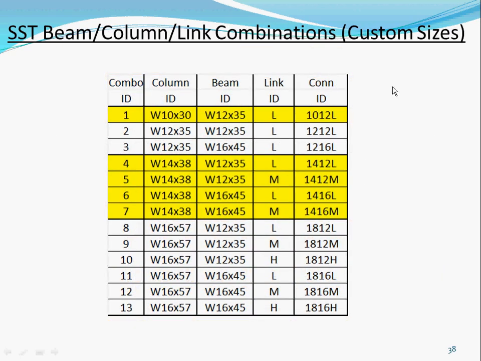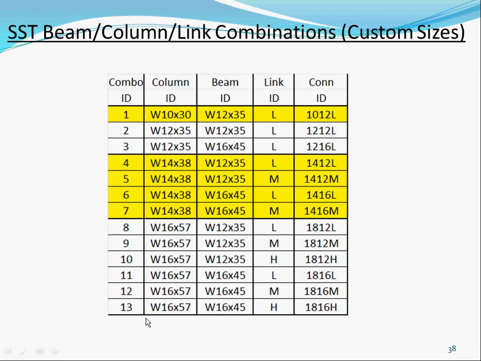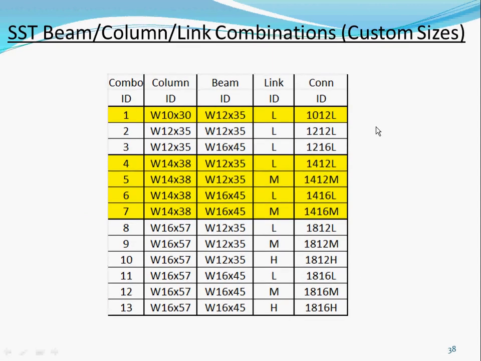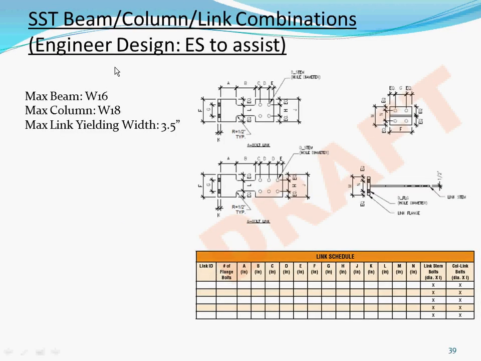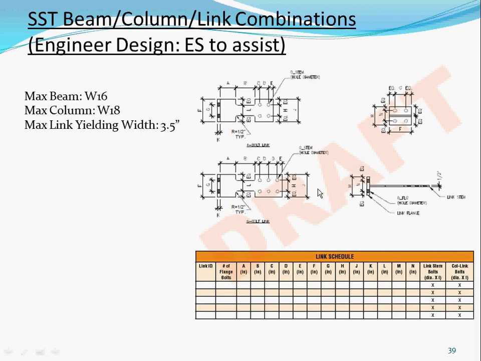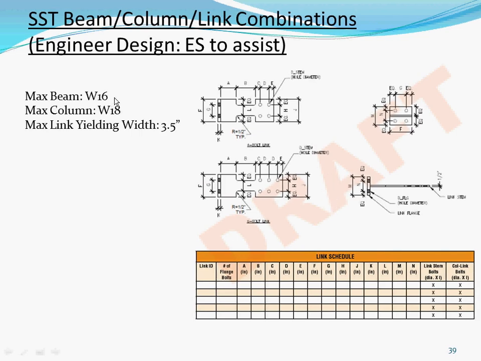Again, for different combinations for our custom, we could combine with only the L link. Now this one is beam and column. Then you could combine with the L, but for the 14, the L and M. For the 16, we could do L, M, H. So that's why we get 13 combinations for custom stock. This is the engineer's design. We help them maybe. But right now we're still with W16, 18, and 3.5. So those are limits.